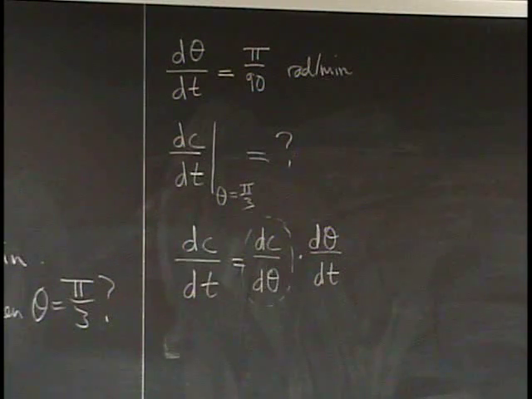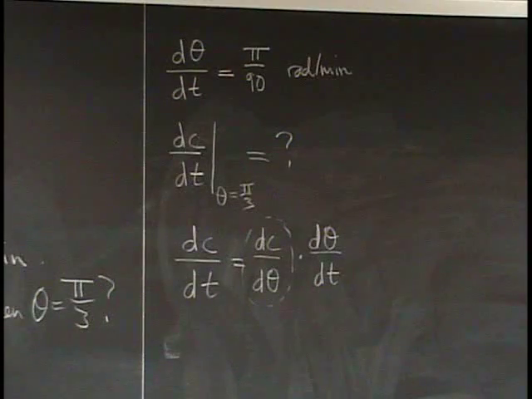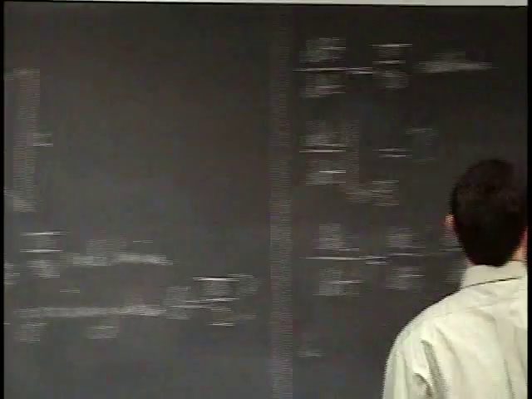I need an equation that relates C with theta. We could use cosine or tan. This is not a right triangle, so we have to use the law of cosines. That's right. This is not a right triangle. So we have to use the law of cosines. Okay, so let's recall the law of cosines.